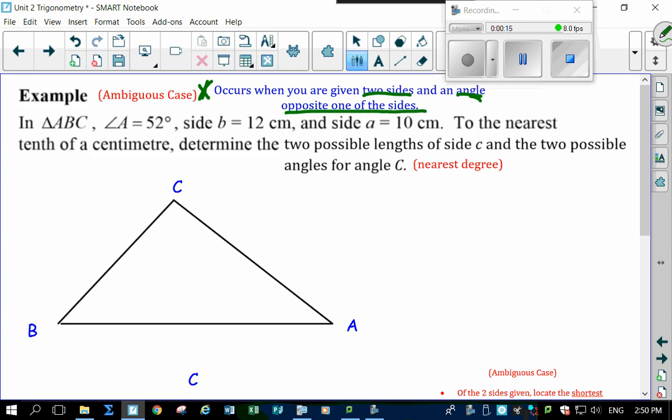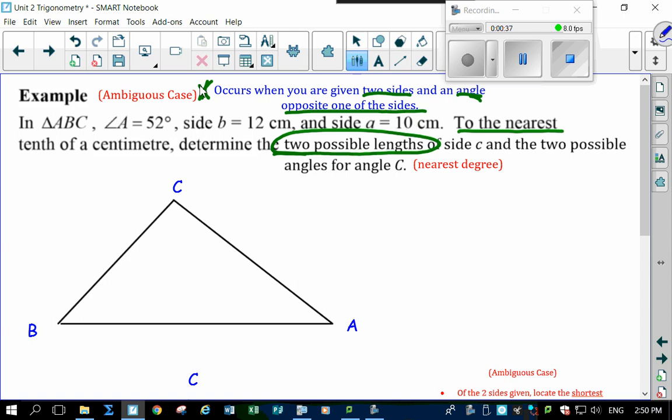Oh, man. Well, how am I going to remember that? Real simple. Look at the question. It says, to the nearest centimeter, determine the two possible lengths. As soon as you see two possible lengths in the question, or if you got an A, B, C, D multiple choice question and it gives you two lengths, you know automatically it's an ambiguous case.